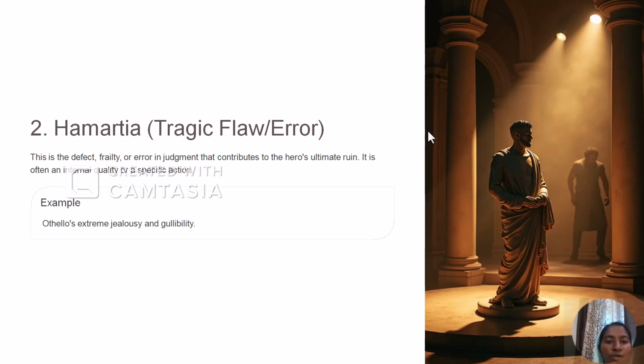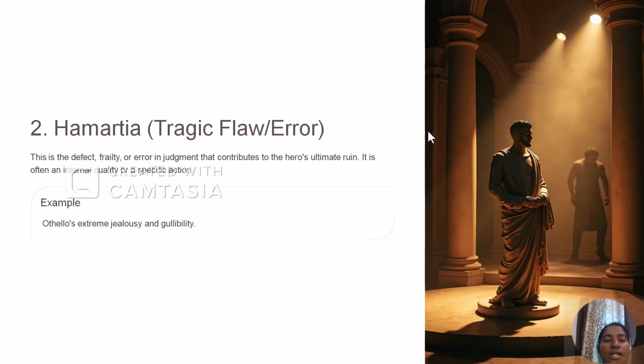Hamartia, the tragic flaw or error. The word hamartia comes from Greek tragedy and refers to the hero's error or moral failing. It is not a simple mistake but a fundamental imperfection in character. This inner defect pushes the hero towards wrong choices and ultimately self-destruction. For instance, Othello's jealousy and gullibility blind him to truth and reason.